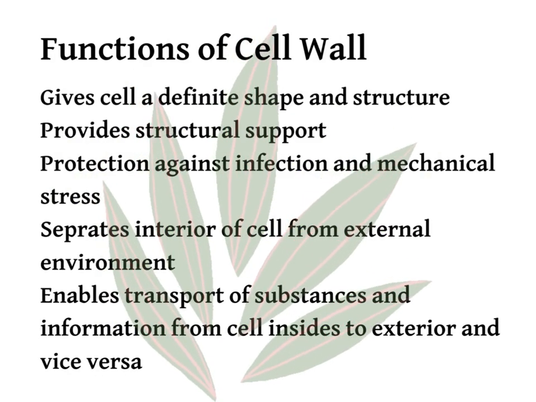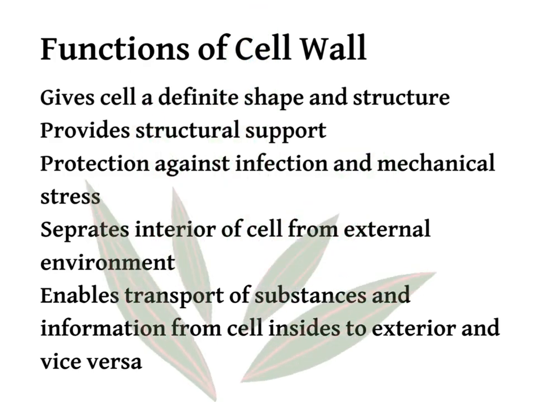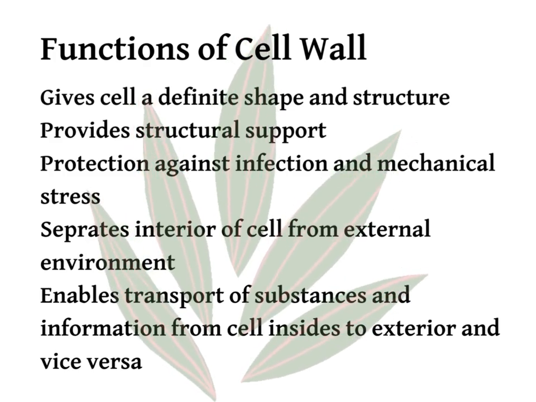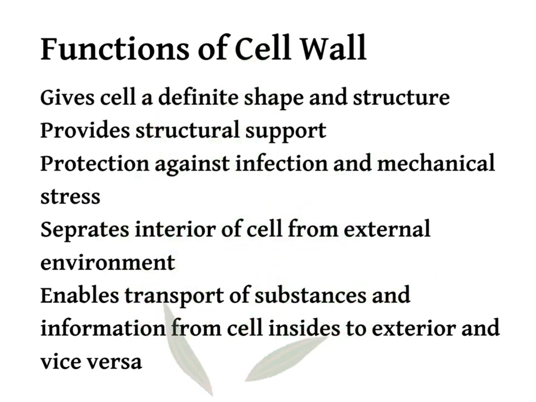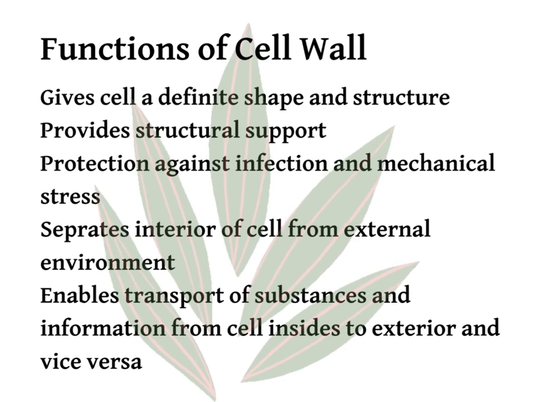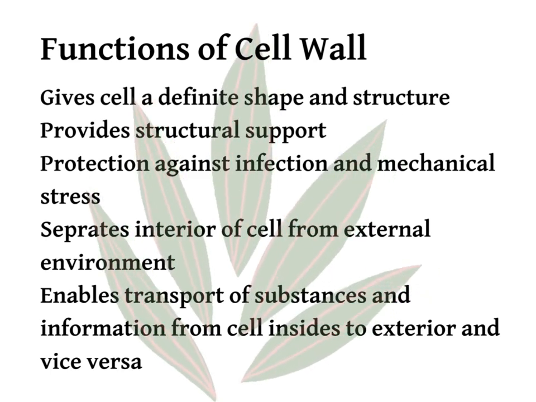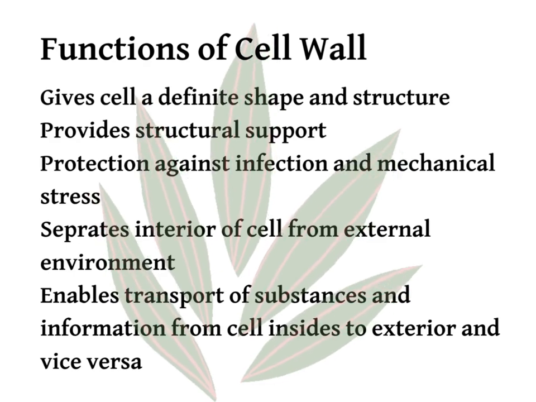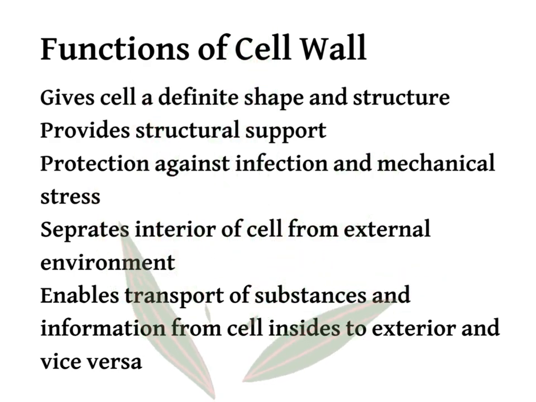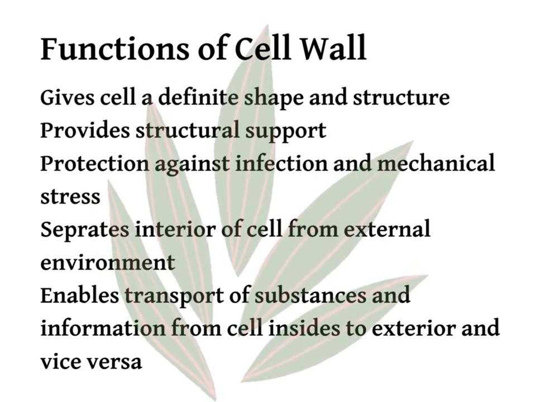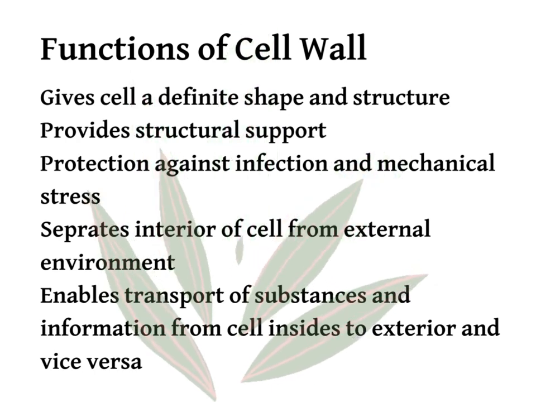Functions of cell wall. It gives cell a definite shape and structure. It provides structural support to the cells in which it is present. It provides protection against infection and mechanical stress. It also provides protection to the plant against osmotic stress, and it helps to develop turgor pressure, which is the pressure of the cell contents against cell wall. It separates interior of cell from the external environment. Cell wall also enables transport of substances and information from cell inside to the exterior and vice versa.